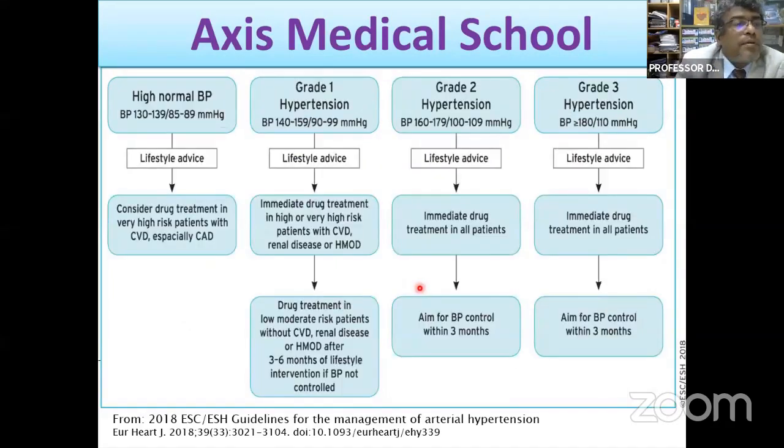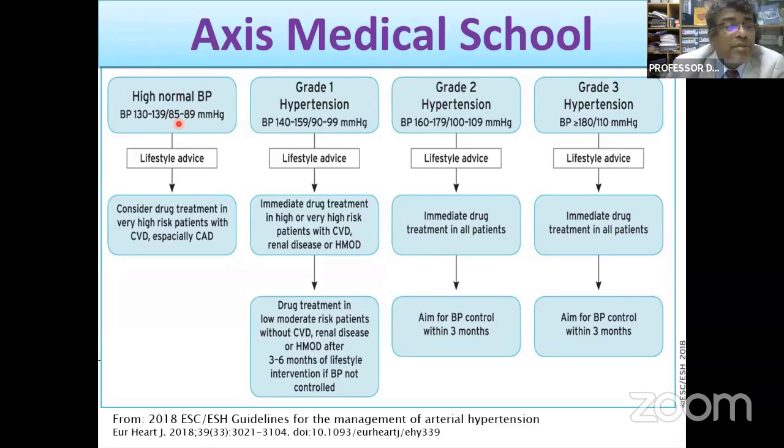This is the grade or stage of hypertension. It depends on the European Society of Cardiology and European Society of Hypertension recommendation in 2018. Here, if the patient has high normal blood pressure, that is blood pressure of 130 to 139 millimeter mercury or 85 to 89 millimeter mercury, that is pre-hypertension according to the JNC guideline.